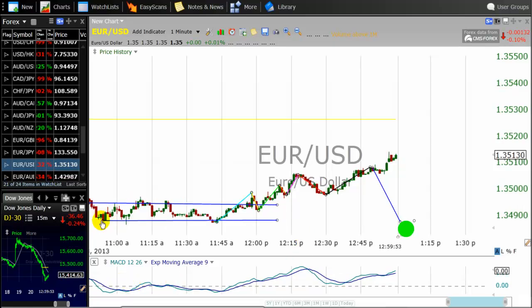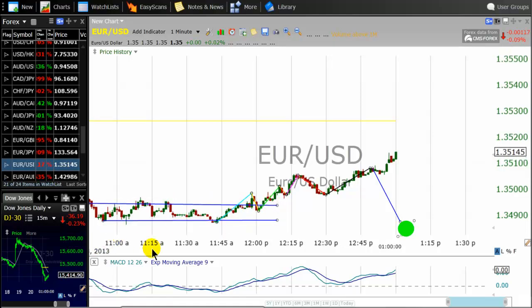So we see that there was a consolidation this session. The price was oscillating on the 1-minute chart from 11 a.m. Eastern Time up to 12 a.m. Eastern Time. And then we see this move slowly bring the price out of the consolidation zone, and the resistance on the left-hand side was broken.